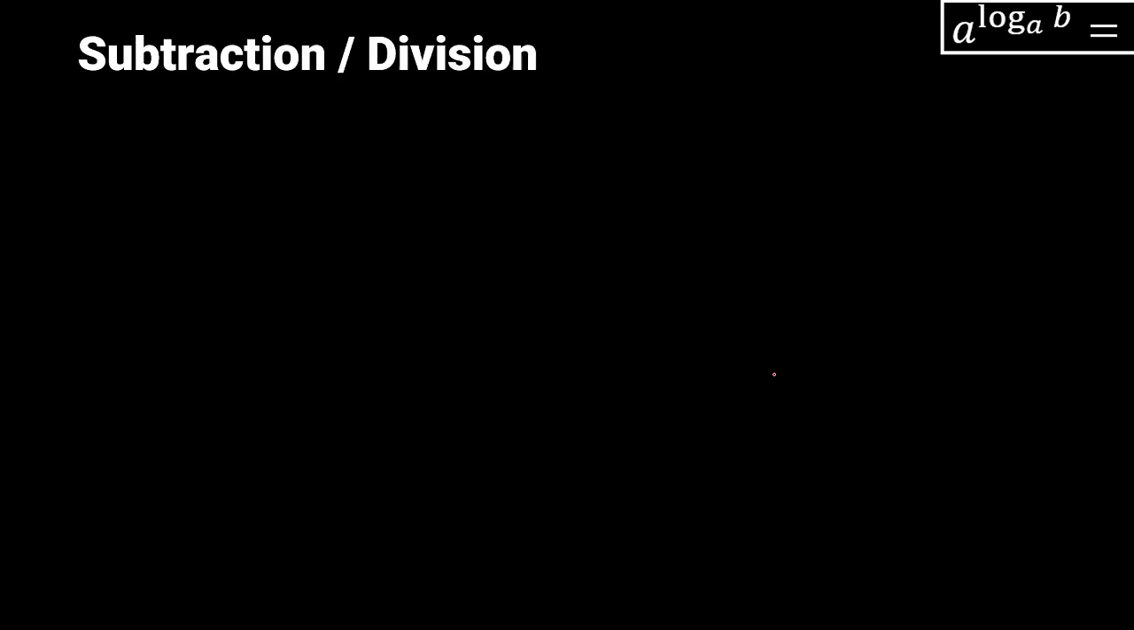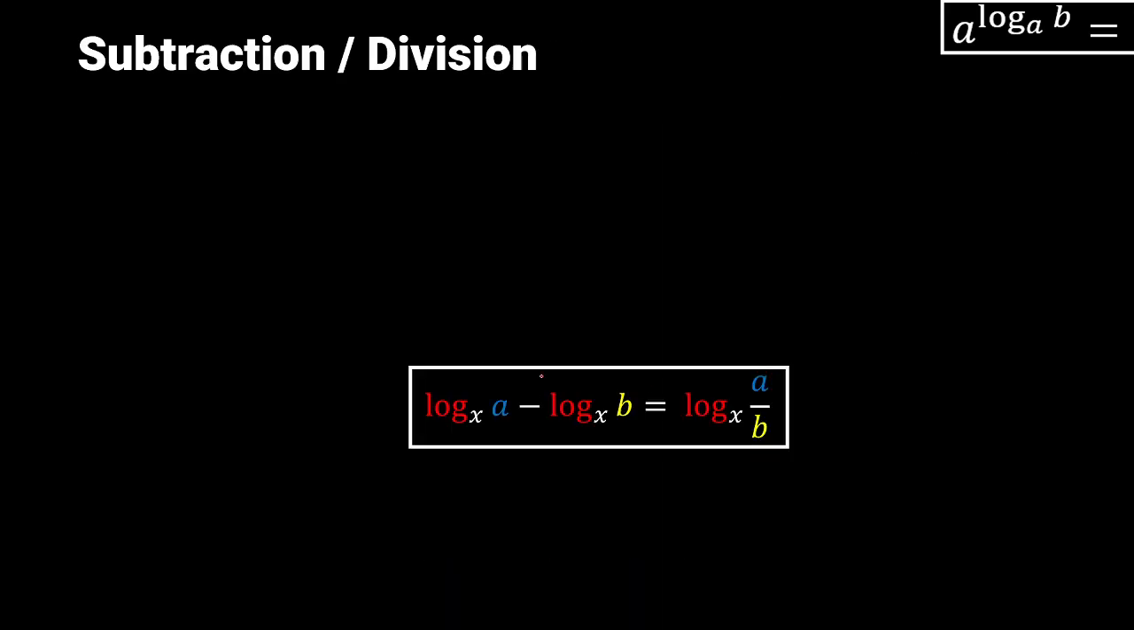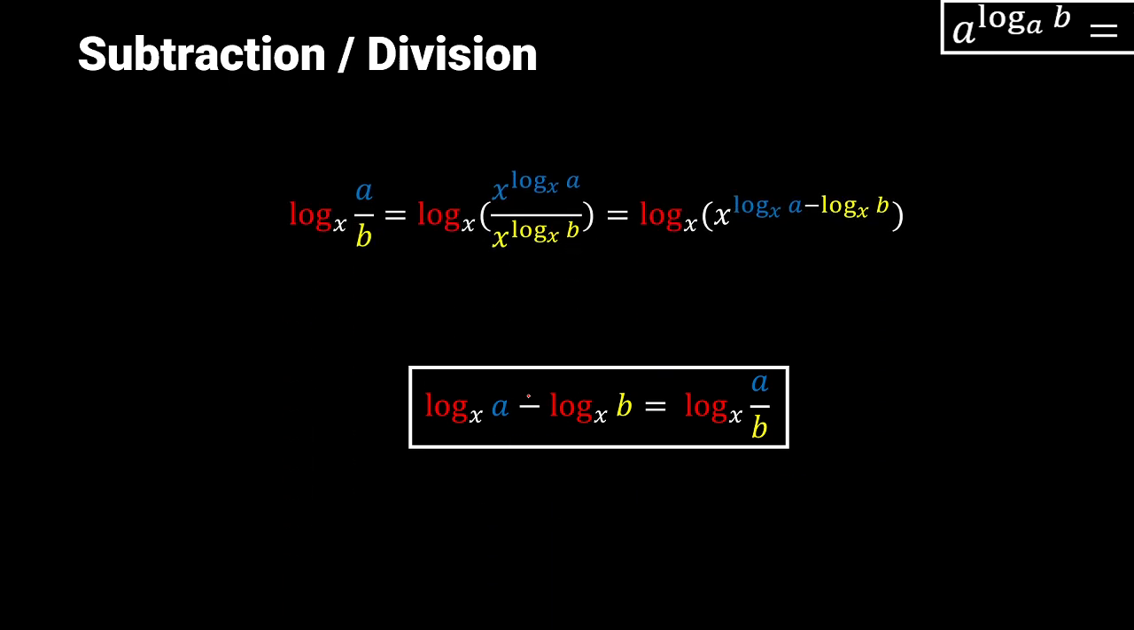Now moving on, we have the subtraction and division. Here is a property: log of a to base x minus log of b to base x equals the log of a divided by b. How do we prove this one? Well, try pausing the video and try proving this using the knowledge you've gained with multiplication and addition. Well, if you find it hard, here's the explanation.